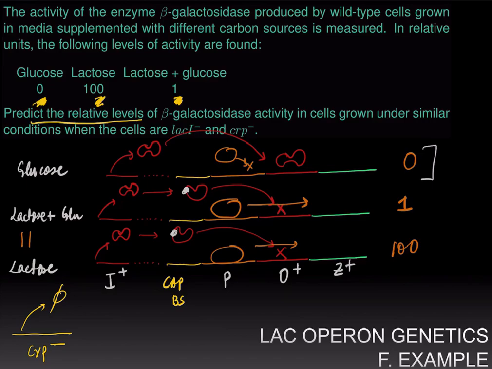And that means that this condition with just lactose will become the same as the condition with lactose and glucose, and we will end up with some transcription happening, since the repressor is not bound at the operator site, but it won't be a high level of expression since there is no cap to recruit polymerase. Therefore, we can say that we will have an activity level of 1.